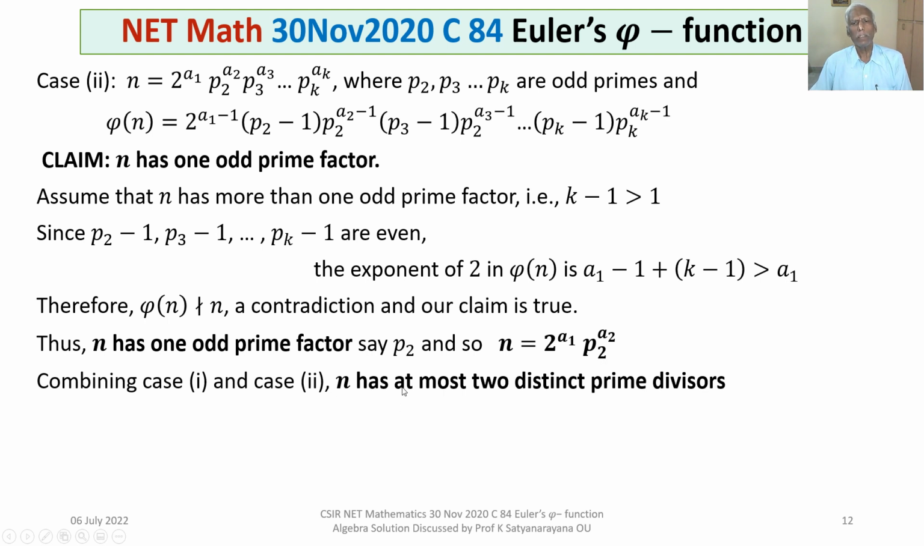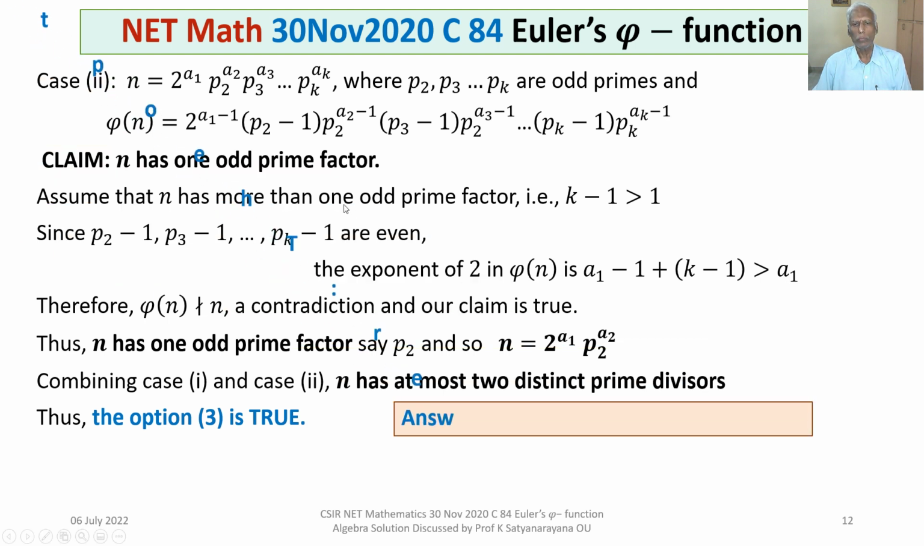So, from case 1, n has only one prime divisor, namely 2. And from case 2, it has two prime divisors, 2 and P2, and P2 is an odd prime. Thus, n has at most two distinct prime divisors. Thus, option 3 is true. So, how many options are true? Our answer is that options 3 and 4 are true.